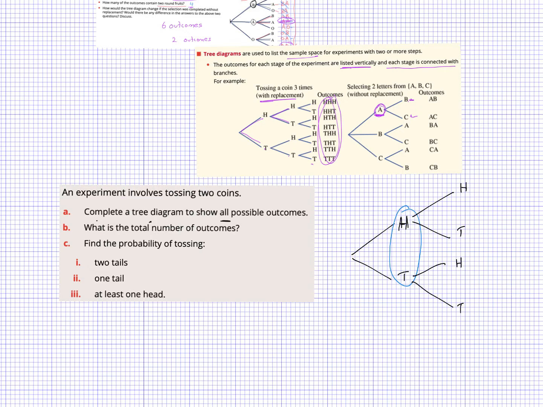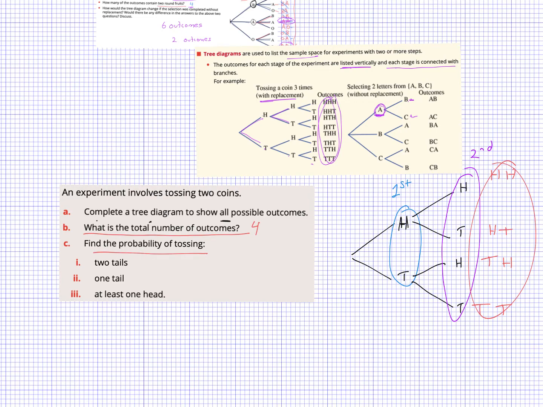So to color code it for you, this is the second coin, and this is the first coin. All right, first, second. So now my possible outcomes are head, head, or head, tail, or tail, head, or tail, tail. So total number of outcomes you can see in the final column is 4.